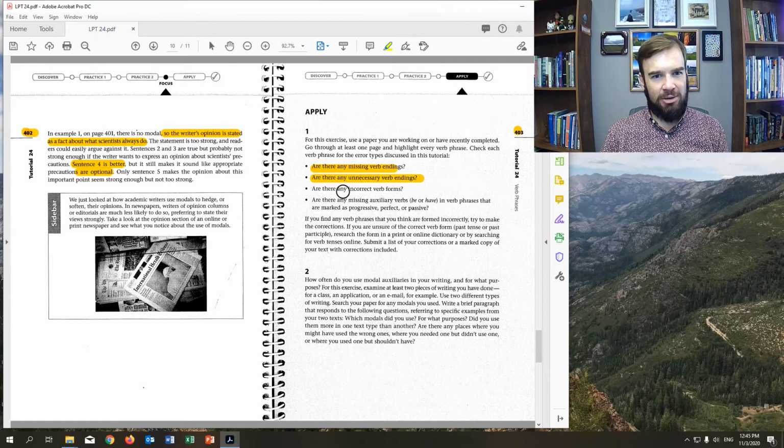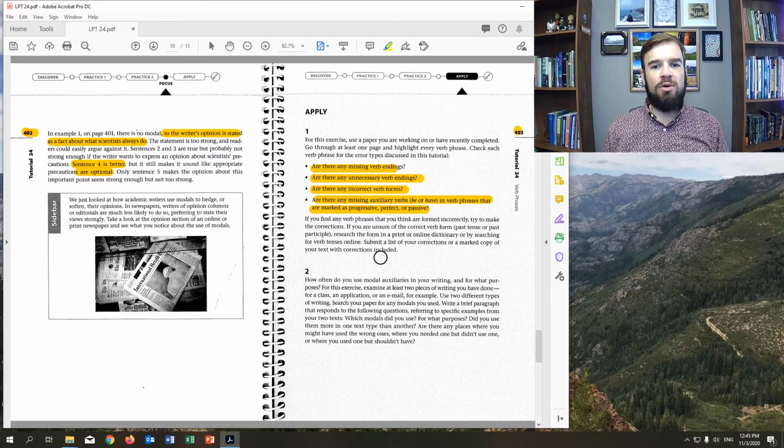Are there any unnecessary verb endings? Are there any incorrect verb forms? Are there any missing auxiliaries like be or have in verb phrases that are marked as progressive, perfect, or passive? If you find any verb phrases that you think are formed incorrectly, try to make the corrections.